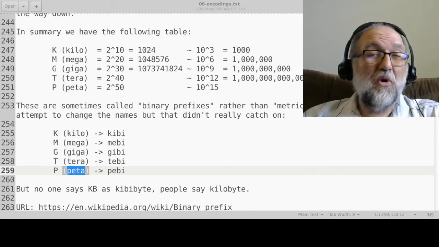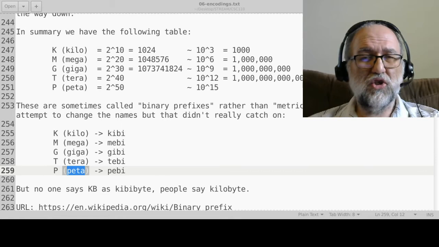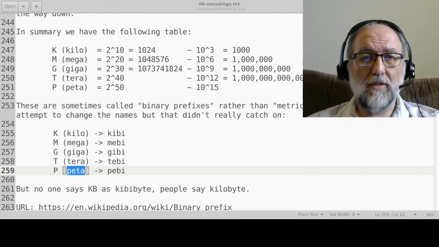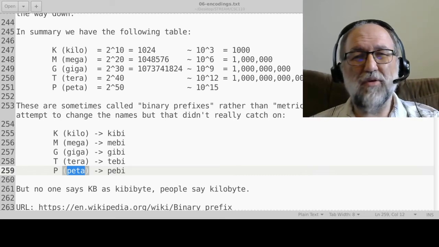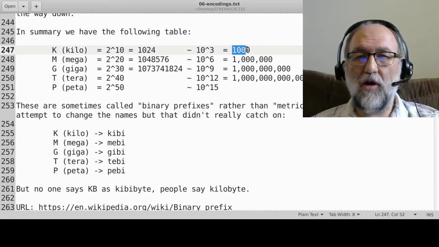I mention this only in passing because there were people who really wanted to make this distinction, so they didn't want to say kilobyte, they wanted to say kibibyte, but no one does that. I mention it here because there is a difference, but everyone just defaults to thinking of kilo as 1,000 and so on.